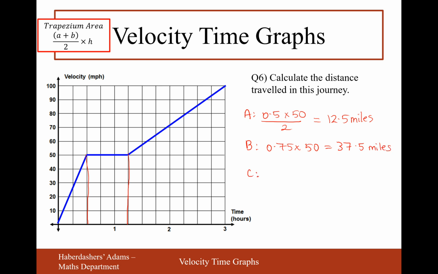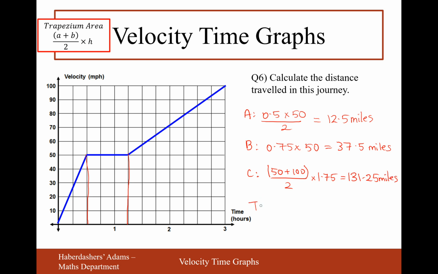And in section C, it's going to be a trapezium, so our two heights will be 50 and 100, and that's calculating that on average our speed during this time would be 75 miles per hour. Times by the width, so the height of this bar really, that would be 1.75. We're travelling at that speed for 1.75 hours, 1 hour and 3/4. So 75 times 1.75, and that is 131.25 miles.